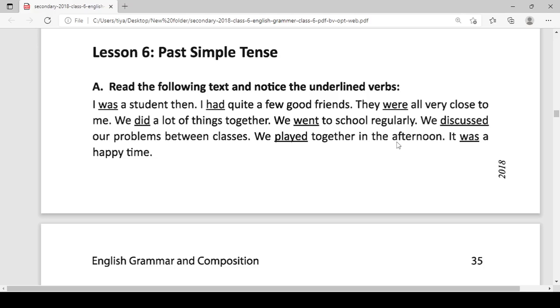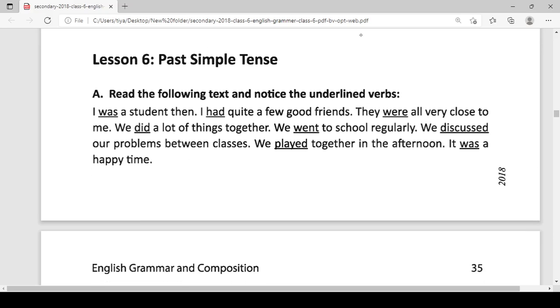जो भी हमारा जो बीत गया है, उसको हम लोग क्या बोलते हैं? Past tense बोलते हैं. So whenever we talk about the past tense, in general it means the past. Okay? Now, I was a student then and I had quite a few friends, they were all very close to me. We did a lot of things together. We went to school regularly. So these are the simple past tense.